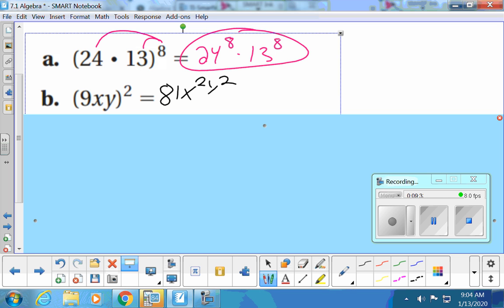Now this one, 9 squared, that's a small enough number you can do in your head. 9 times 9. So I would go ahead and write the 81. Then it would be x squared, y squared. So that's looking good. Good job.